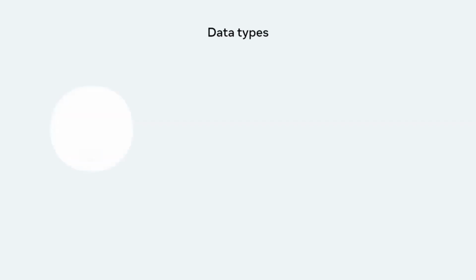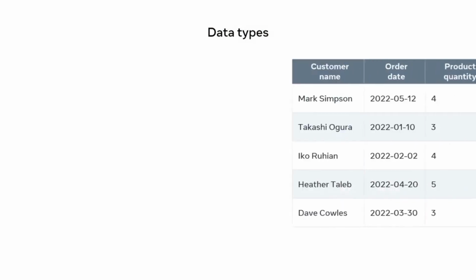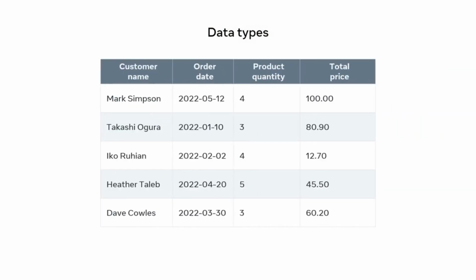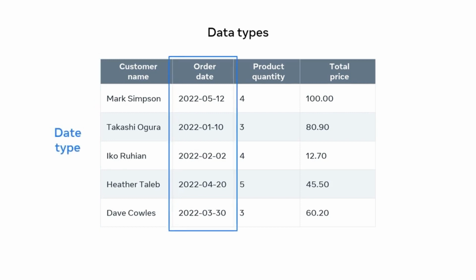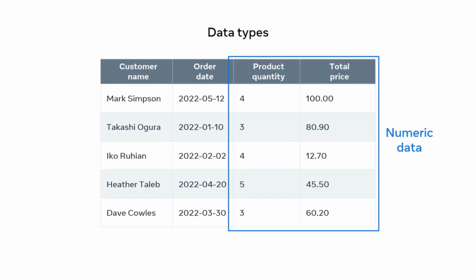The most used data types are numeric, string, and date and time data types. Let's take the example of a table from the database of an online store. This table collects information on customers in the form of columns called customer name, order date, product quantity, and total price. Each of these columns must store data in the form of a suitable data type. The customer name column can use string data, order date can use a date type, and product quantity and total price columns are best suited to numeric data.